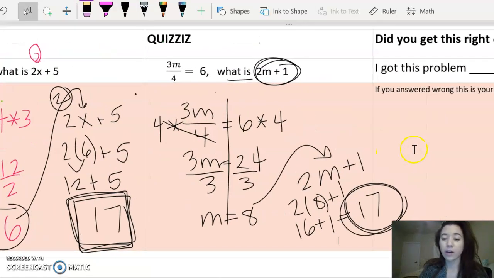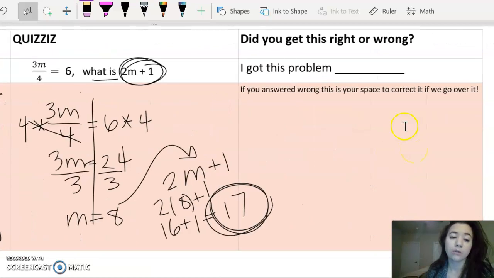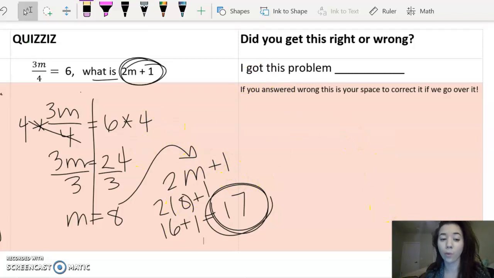Alright. If you got any of them wrong, hopefully you use this workspace. If you got them wrong, go ahead and correct it and write the right work over here. It's important to correct your mistakes, figure out what you did wrong, so that it helps you not do it again next time.